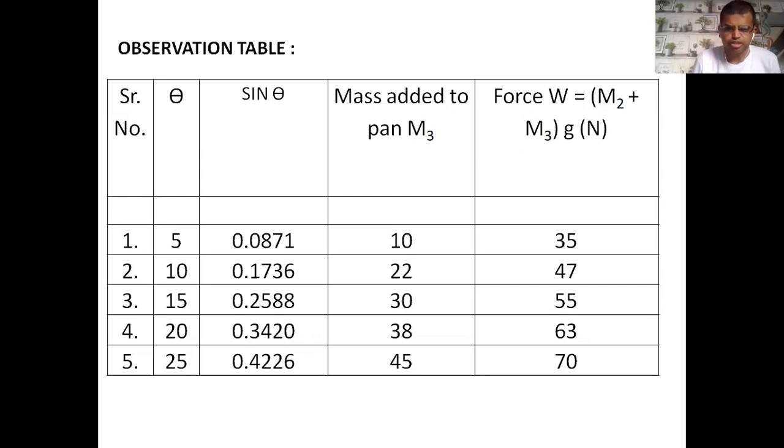That means 10 plus 25 is 35. 22 plus 25 is 47. 30 plus 25 is 55. 38 plus 25 is 63. And 45 plus 25 is 70.